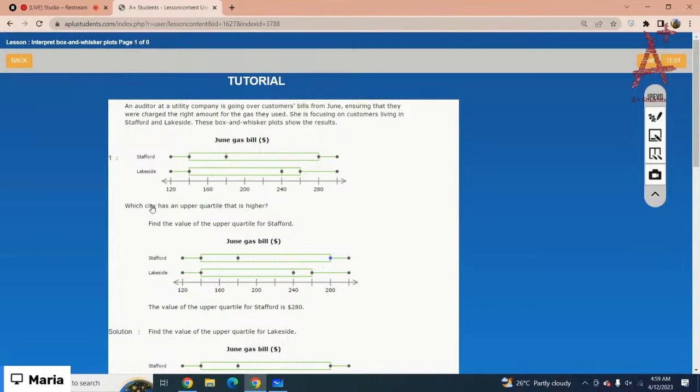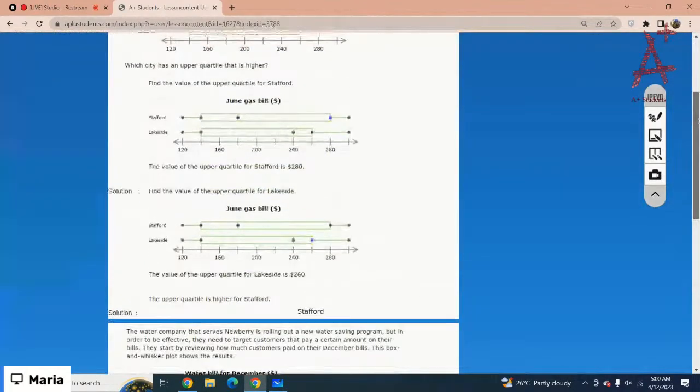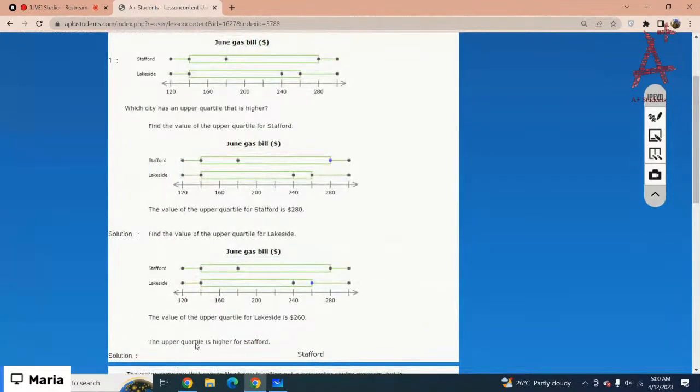So, which would be the upper quartile? I think they have the equal. They have equal upper quartiles. Okay, let me see. The upper quartile is higher for Stafford. This one is Stafford. And that would be the upper quartile. Got it? So it would be 200. This one is the lower quartile and this one is the upper quartile. So see, it has 280 and it has 260. That means Stafford has the higher upper quartile. Got it?